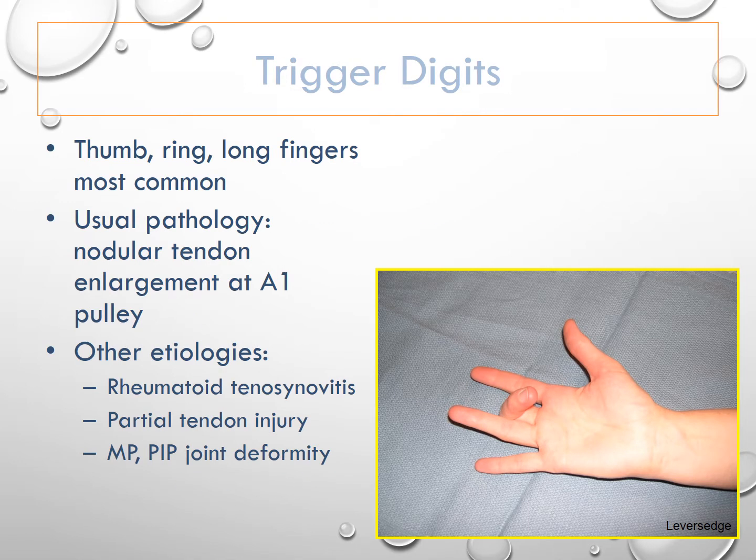The most common trigger digits are the thumb, ring, and long fingers. Usually, it's a nodular tendon enlargement at the A1 pulley, but there are other etiologies such as rheumatoid tenosynovitis causing inflammation around the tendons, and the bulkiness of the tenosynovitis causes the triggering. Partial tendon injury, where the tendon has lacerated, causes triggering as it goes back and forth over the laceration, MP joint and PIP joint deformity, and so forth.